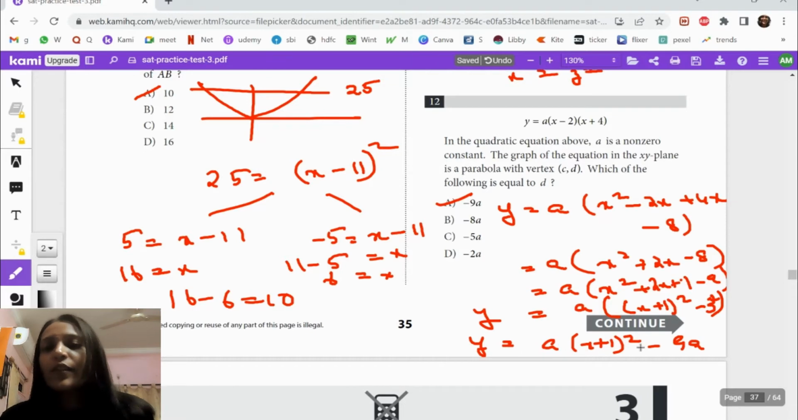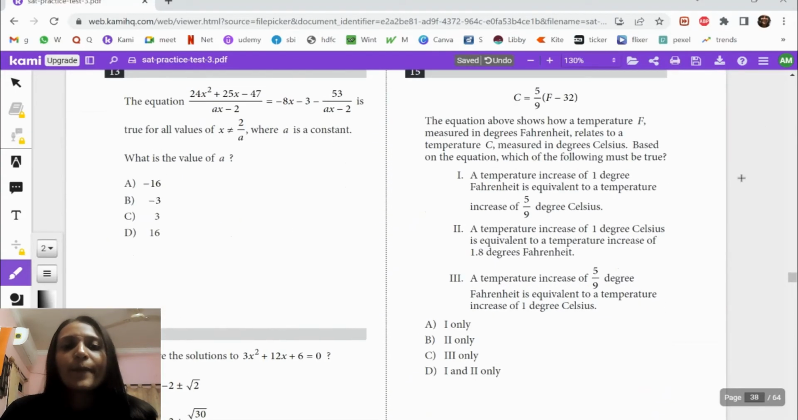So the key part is to convert it into the parabola form, which is nothing but y is equal to a into (x minus h) whole square plus k. And once you have that, (h, k) is the vertex of your parabola. Let's move ahead to the next question.